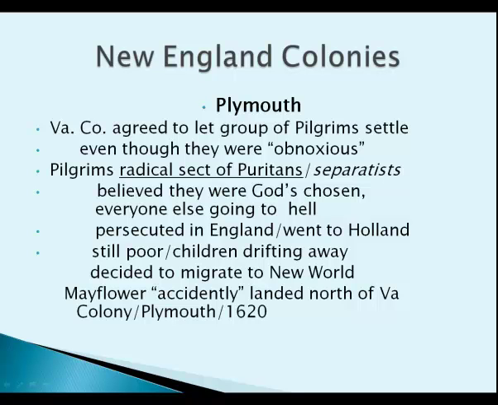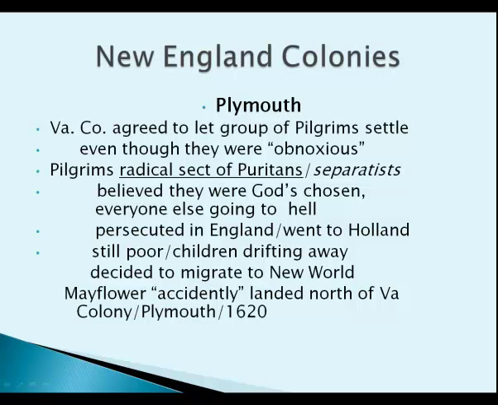Let's take a quick look at some of the New England colonies. Plymouth. The Virginia Company agreed to let a group of pilgrims settle even though they were obnoxious. Now this group of pilgrims was the worst. They're called separatists. They believed that they were God's chosen and everybody else was going to hell. And they were radical, and even the Puritans in England didn't want anything to do with them, so they went to Holland. Well, when they got over there, they had trouble.